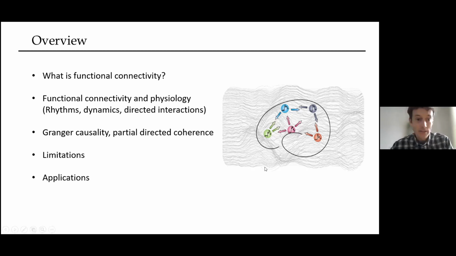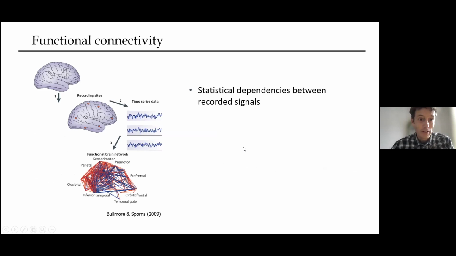So with that, let's get to the main dish, which is functional connectivity. As you've already heard in a few talks, functional connectivity is statistical dependencies between recorded signals. This is, of course, a rather broad concept, and it can mean different things. But in general, what it means is that we record signals from a brain. Of course, we record multiple signals because we're interested in how different brain areas interact.